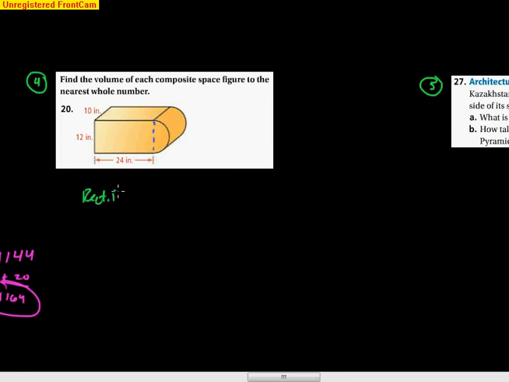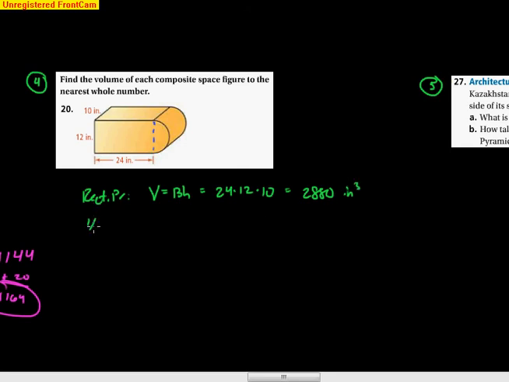For the rectangular prism, volume is area of the base times the height. And you can use anything as the base. I'm going to use the 24 and 12, and then 10. It's fine. Just multiply all three dimensions, right? What this comes out to be is 24 times 12 times 10, which is 2880, and that would be inches cubed.